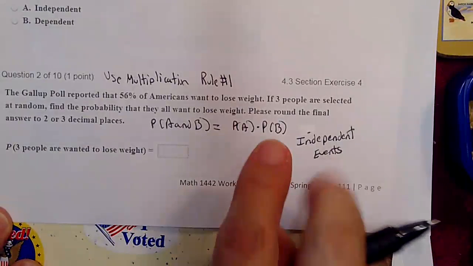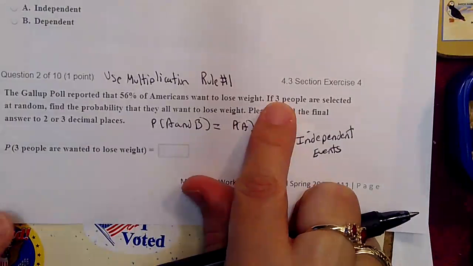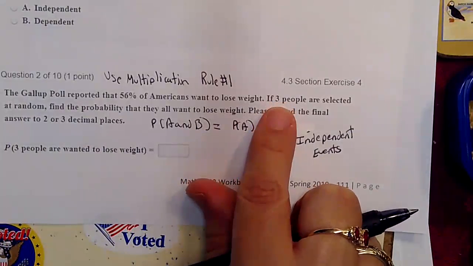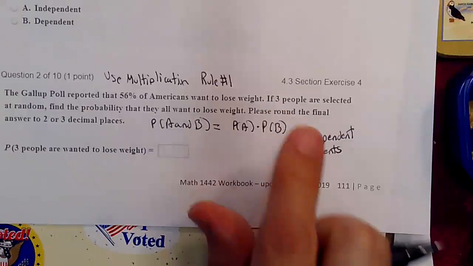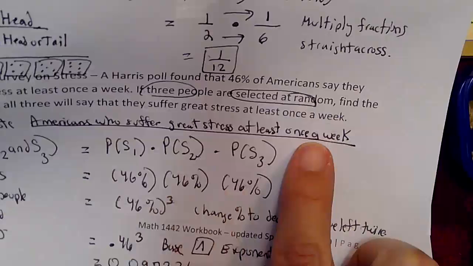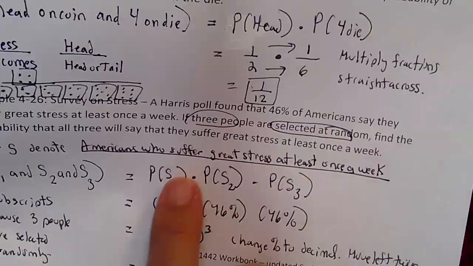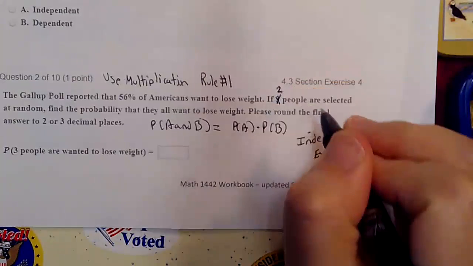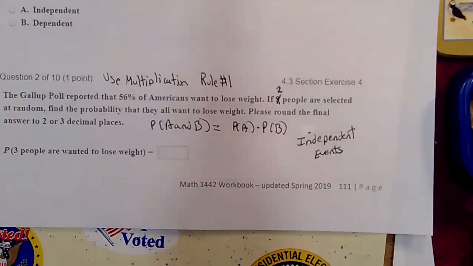And I'm actually going to change this because otherwise it's too similar to the one we just did about the stress, because they also selected 3 people. So I'm going to change it to 2. So let's say the Gallup poll reported that 56% of Americans want to lose weight. And if 2 people are selected at random, find the probability that they all want to lose weight.